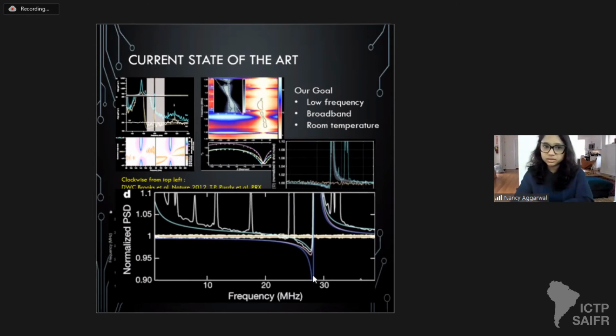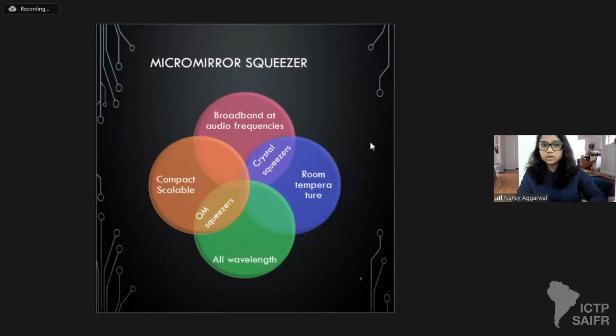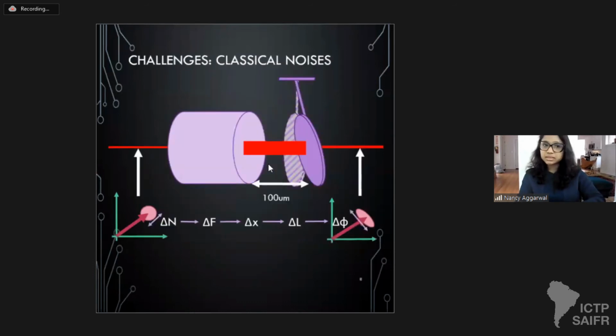So they're not able to do this broadband, and it has to stay at high frequencies because the oscillator is a high frequency oscillator. So what we were trying to do with this experiment is to create a broadband audio frequency squeezer at room temperature. Well, LIGO already has that currently, because crystal squeezers can do that. But the reason we wanted to go to optomechanical squeezers is we want something that can be wavelength independent, for example, for future generation gravitational detectors. So the idea is that we wanted to merge these two technologies and build something that really can do all four of these goals.